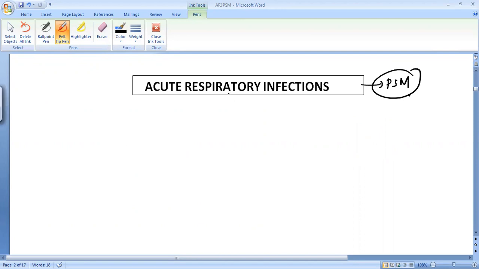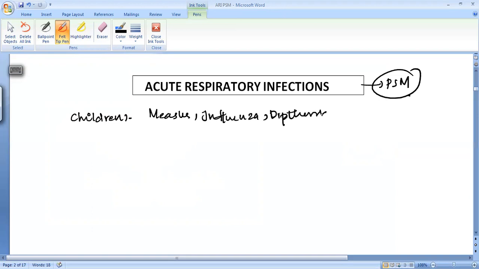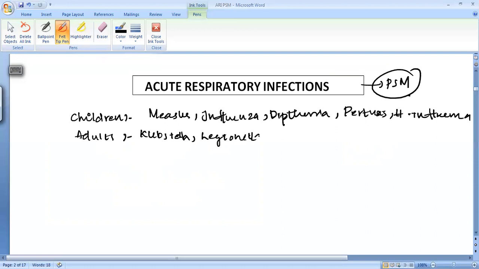Okay, so what is acute respiratory infection? It is just the inflammation of the respiratory tract. And we should know the causative agents of this infection. In children, the most important causes are measles, influenza, diphtheria, pertussis, as well as H influenza. But in adults, the important causes are Klebsiella as well as Legionella. So these are the important causes of acute respiratory infections.